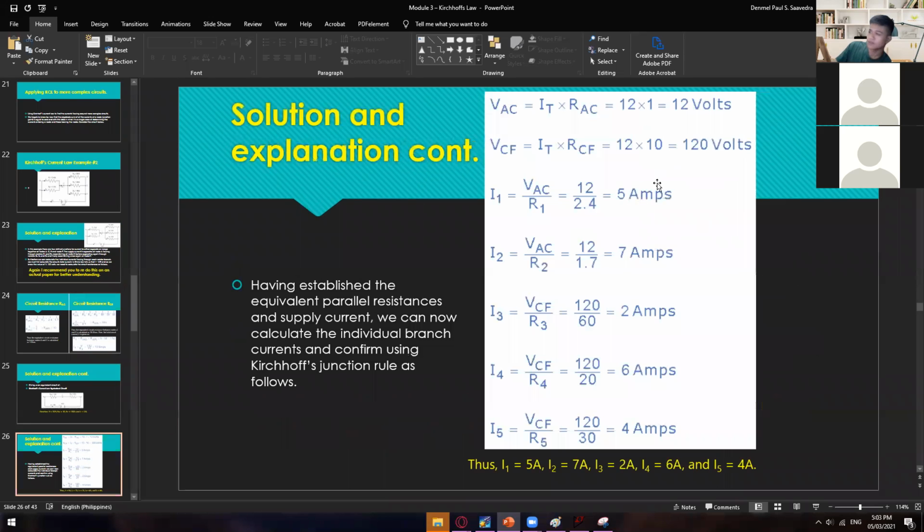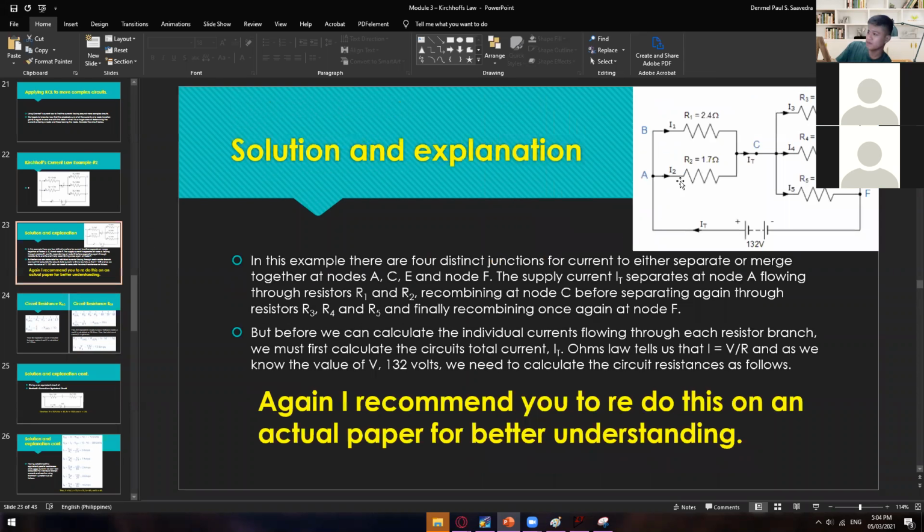Okay. So from there, you can now get the individual current since you now have the individual voltage and the individual resistance. So we have VAC divided by R1, or 12 divided by 2.4. So again, this R1 is coming from this right here, 2.4. And then the other ones are 1.7, 60 ohms, 20 ohms, and then 30 ohms.